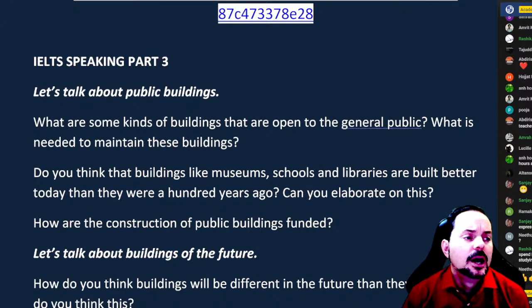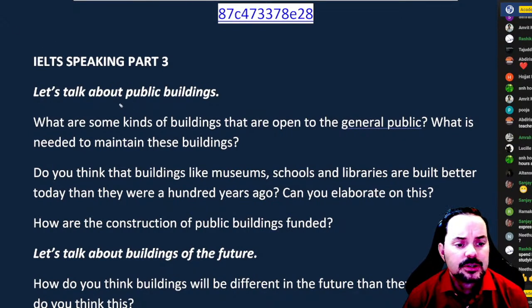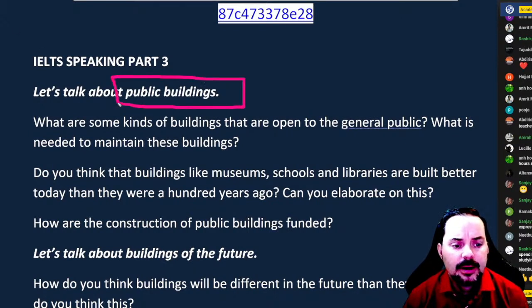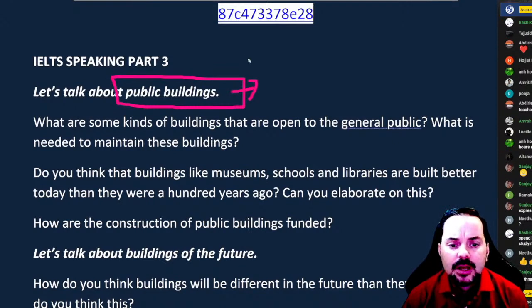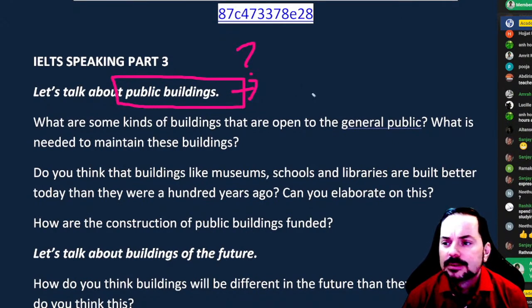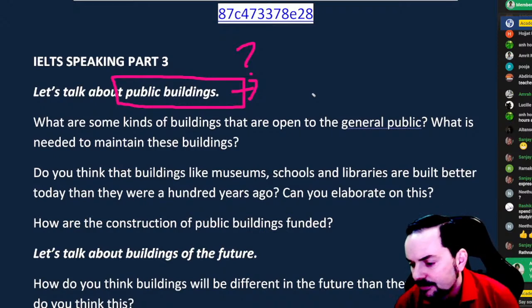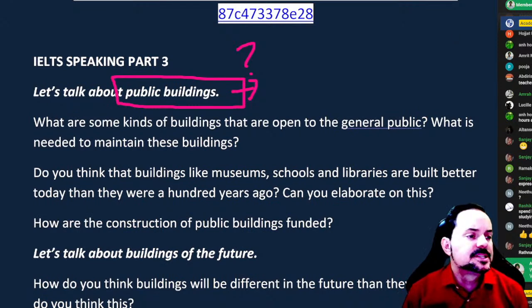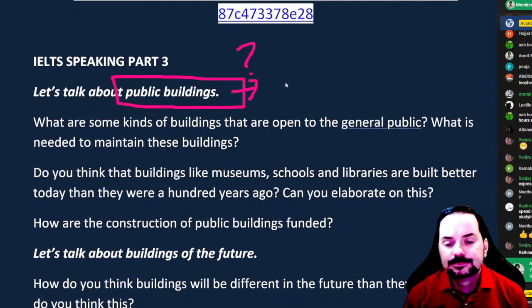Here, the IELTS examiner introduces the topic, so they say, let's talk about public buildings. What are public buildings? So what do we consider a public building?